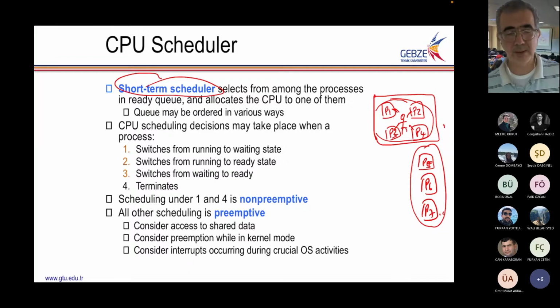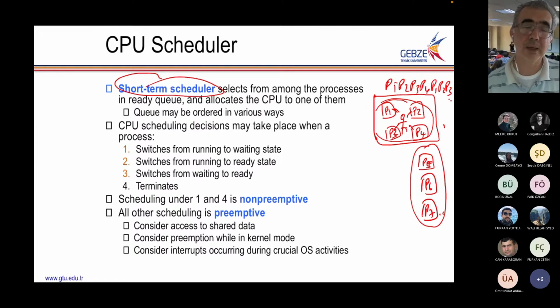There can be more than one scheduling algorithm and multiple queues. In here, for example, the guy will work on P1, P2, P3, P4, and again P1, P2, P3, and so on. Assume that he or she is a car mechanic.